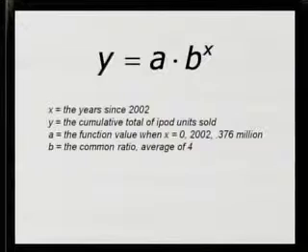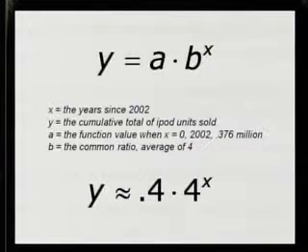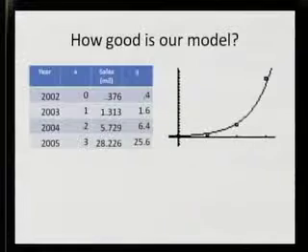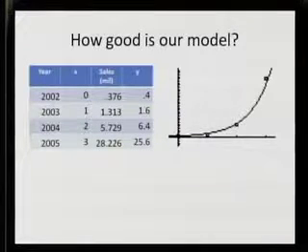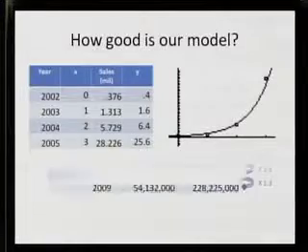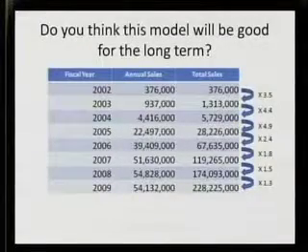In an effort to keep it simple, let's say that the total sales have increased by 4 times each year, and the sales in 2002 were 0.4. This gives us the equation y equals 0.4 times 4 to the x. When we compare our model to the actual data, we see a pretty good fit. Do you think this model will be good for the long term?